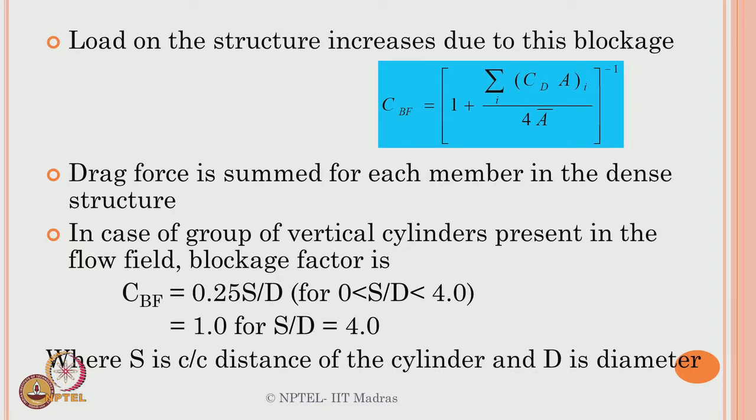Now, let us come back to the point that the load on the structure increases due to this blockage effect, which is given by this equation, where CBF is the blockage factor, given by this equation. Or, in case of a group of vertical cylinders present in the flow field, you can also calculate CBF using this relationship, where S is the center to center distance of the cylinders and D is the diameter of the cylinder.